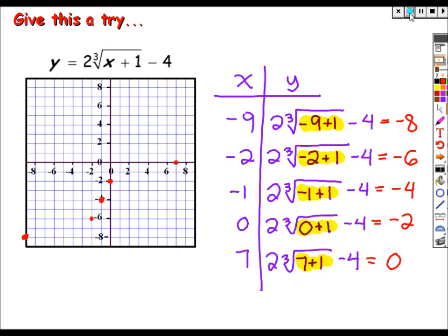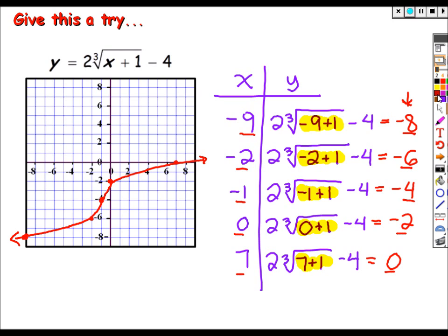So if you simplify, all of these are the y values. And then I just went ahead and plotted the points: (-9, -8), (-2, -6), (-1, -4), (0, -2), and (7, 0). Those should be on your graph. Yep, this gives me the shape I was generally thinking I would come out with. It resembles the parent function.